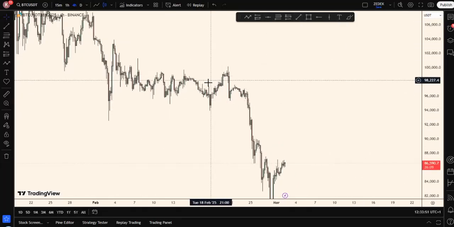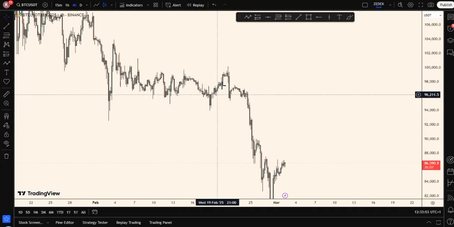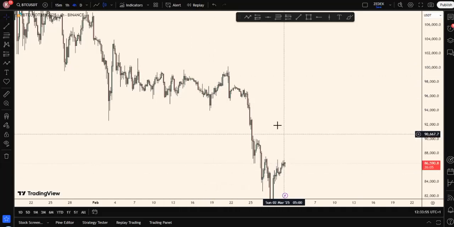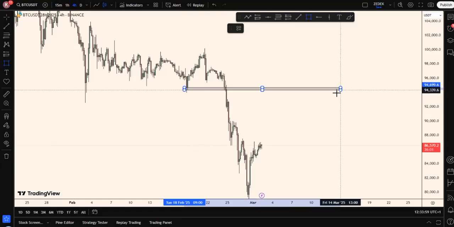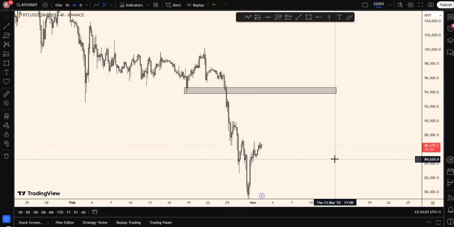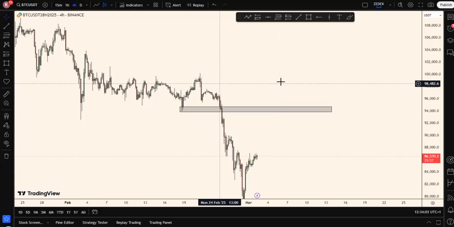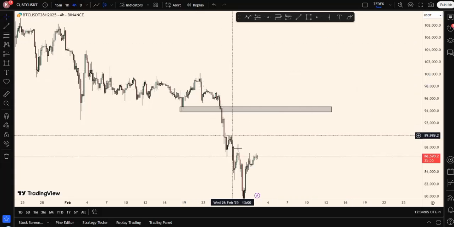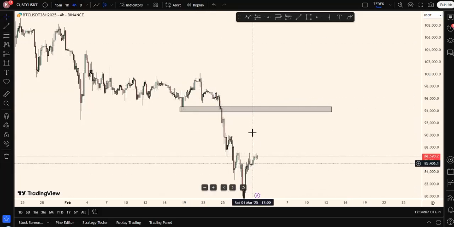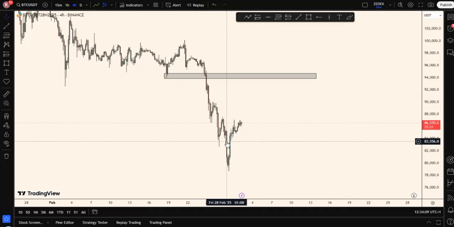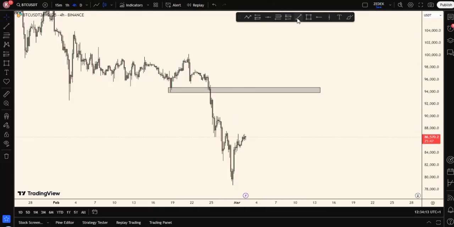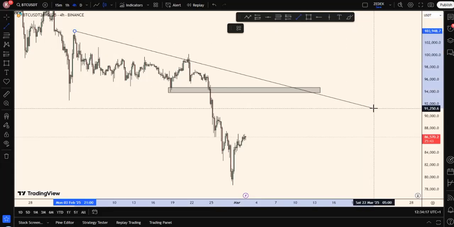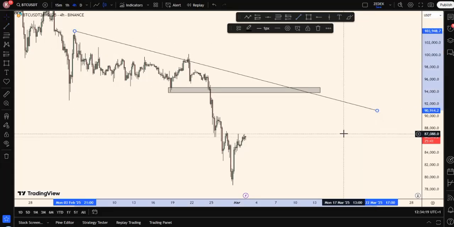So I can see a very nice structure here. Price came down, gave us this pullback, and then expanded to the downside. So now this is my supply for my H4. Then this is the expansion. Now on this expansion leg is where I'm going to look for my H1 structures. So you can see there's this trend line here.